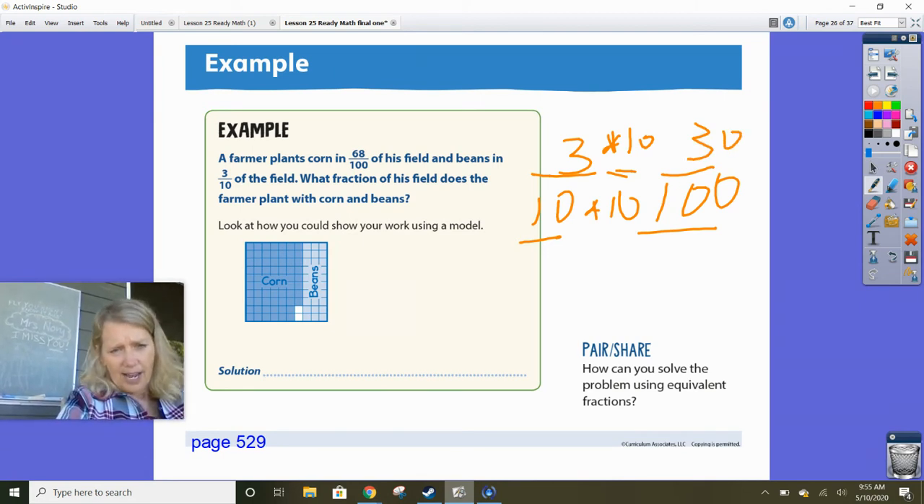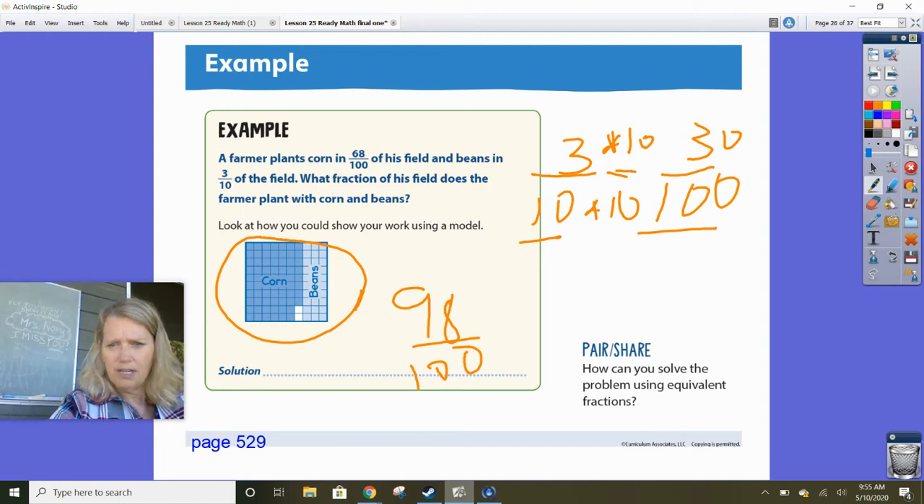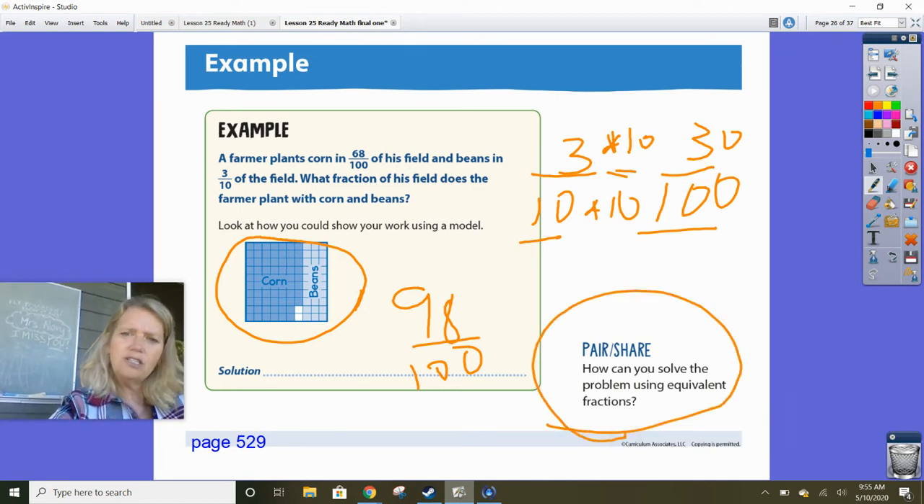You can actually just look at the picture and you can tell it's going to be 100 minus 2, which would be 98 hundredths. So some of you might have just looked at the picture and said 98 hundredths, but it did say how can you do it with equivalent fractions. That's how you do that.